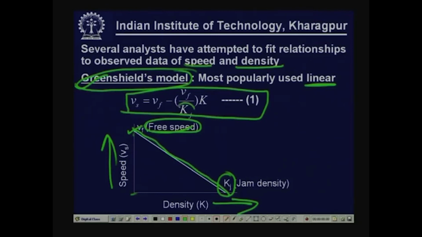So, Kj is constant because the jam density for a given road section is constant. Vf, the free flow speed, is also constant. So, Vs equals Vf minus Vf by Kj, all constants, multiplied by K. So, this is essentially a linear relationship.